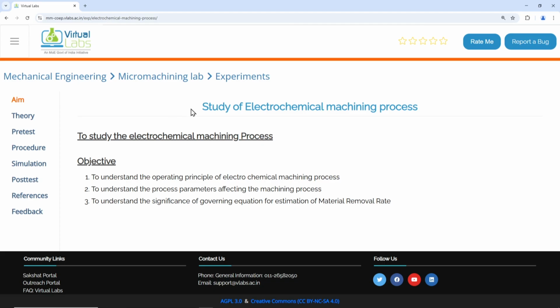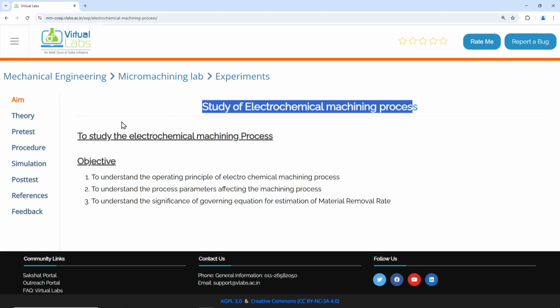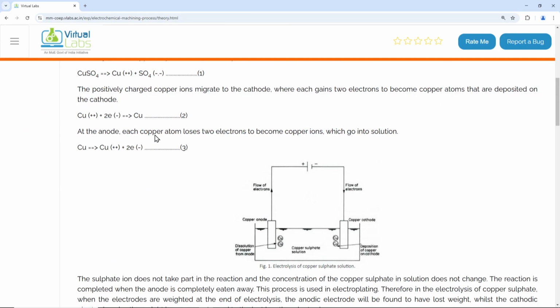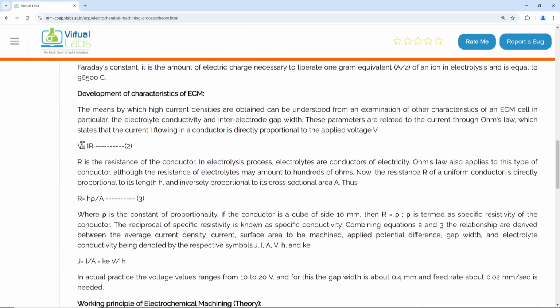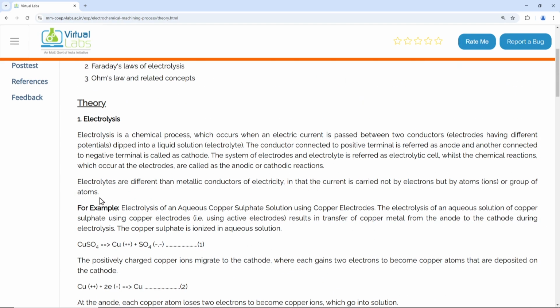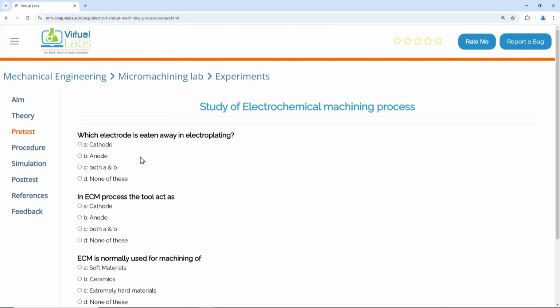This experiment is just a study of electrochemical machining. So, here the theory gives the complete electrochemical machining system, how does it work, the certain parameters that we have studied as V is equal to I into R is equal to H rho by A, these things we have studied already. Let me come to the pre-test questions.